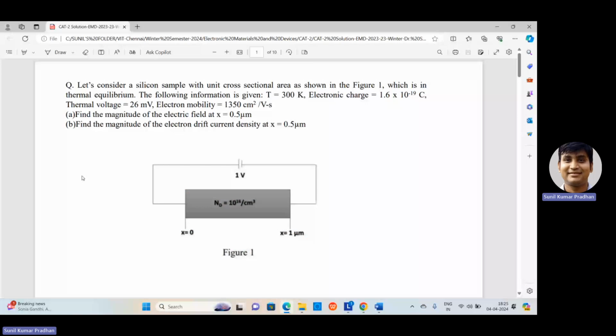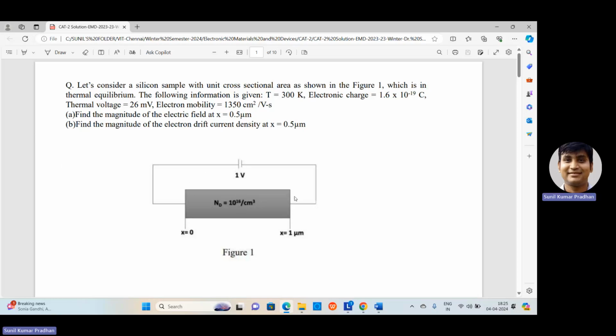So good day everyone. In this session, we are going to discuss some of the questions based on electronic materials and devices. We'll see some of the practical questions and how they can be solved. Okay, so let's see the first question.